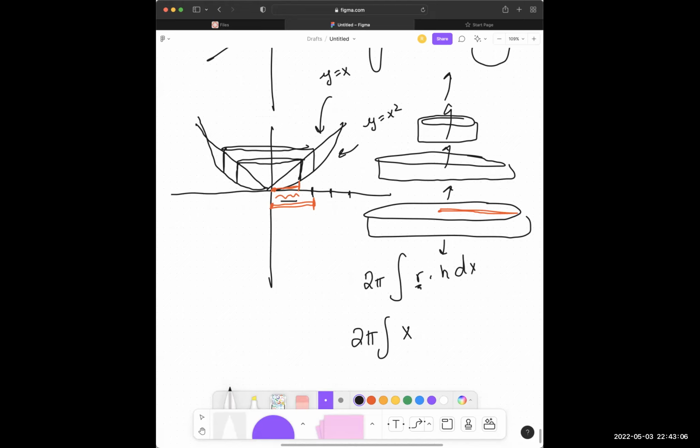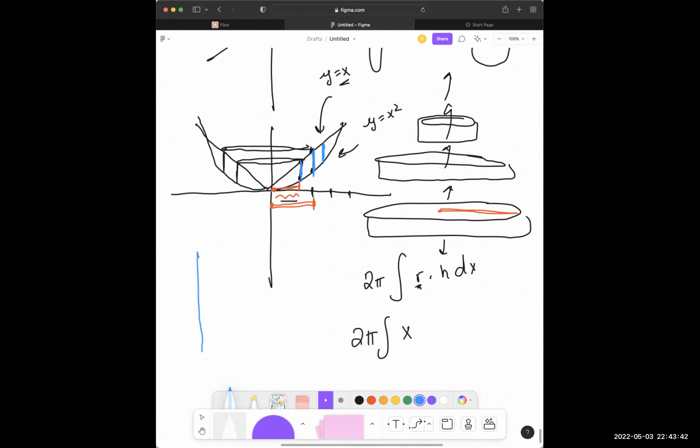What about the height? The height is kind of tricky. This time it's not just one function, right? We can't say it's just x, because that would mean we're saying this is the height from this point all the way up to this point. But we don't want to include this space down here. That space isn't even included, so why are we counting it? It's only this space here which is the height of the shell, or this space here, or this space here.